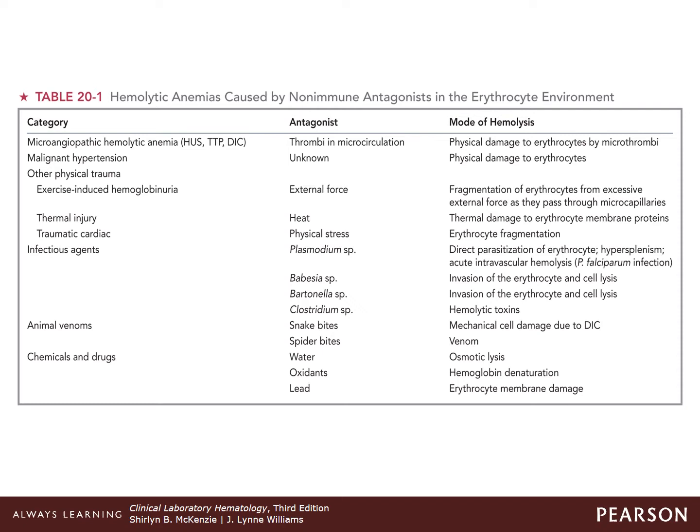Within the first category, we will discuss microangiopathic hemolytic anemia. There are three conditions in this category. They include hemolytic uremic syndrome, thrombotic thrombocytopenic purpura, and disseminated intravascular coagulation. In all three of these conditions, the antagonist is caused by thrombi within the microcirculation, and there's physical damage to the erythrocytes going through the microthrombi. Now, the other conditions have caused hemolysis within the venules as well, and we will be going over them as an overview.